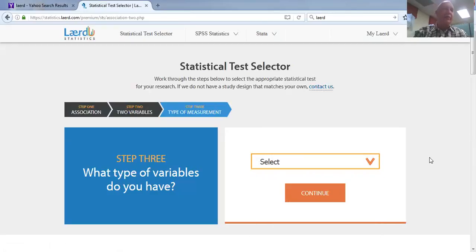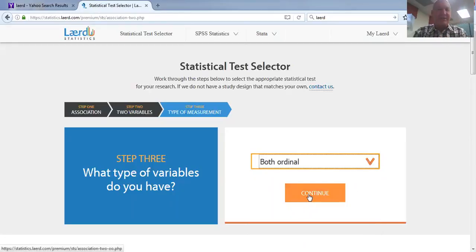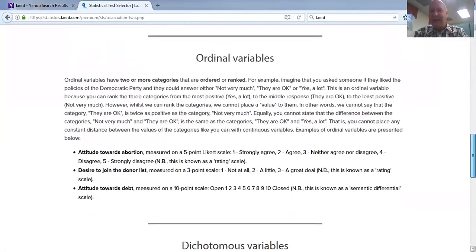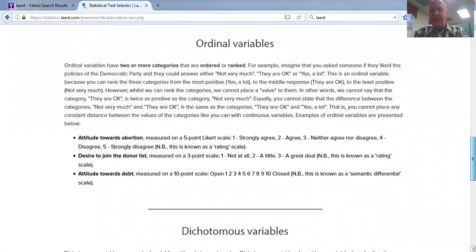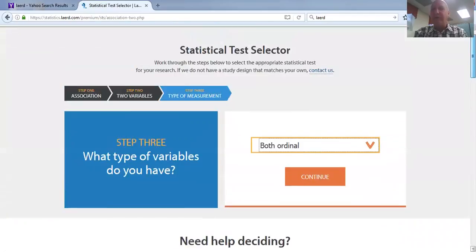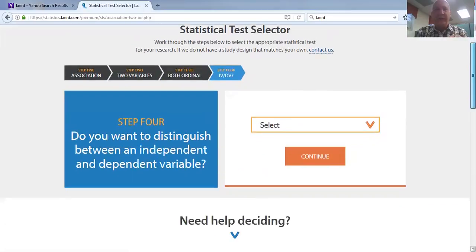Now, what kind of variables are they? You have been talking about the Likert scale as a continuous variable, but according to this and to what I've read here, they're both ordinal variables. Now it's an interval ordinal, but follow my logic here. There are descriptions of the variables down here that may explain something about the ordinal variables, but I'm calling them both ordinal variables. So we'll continue with the test selector.